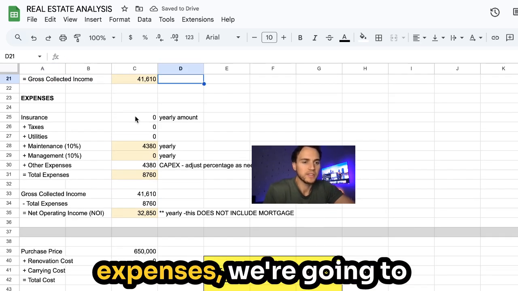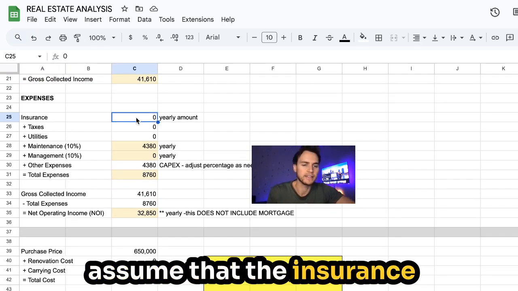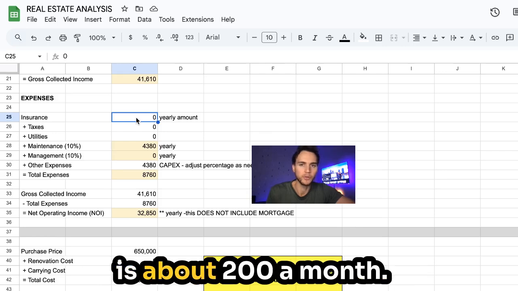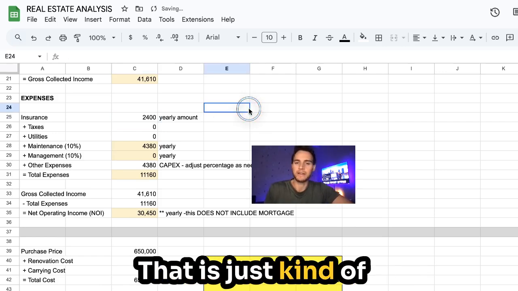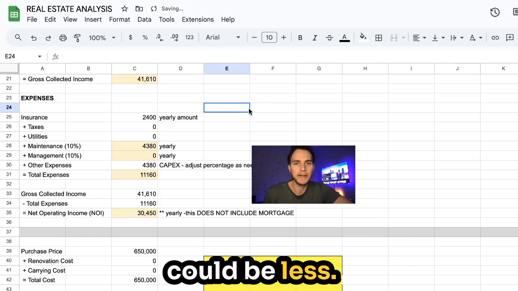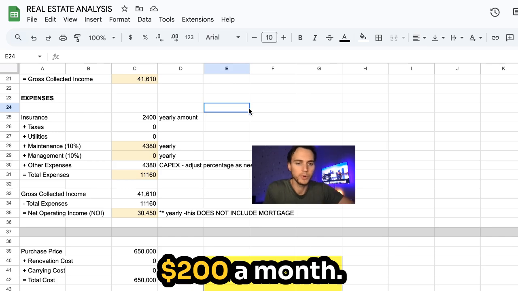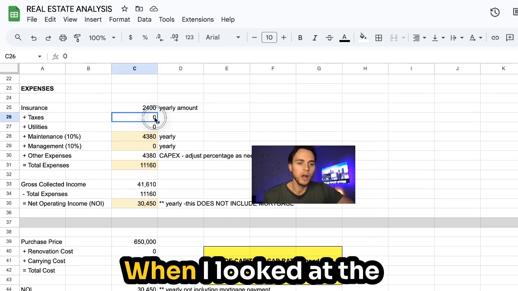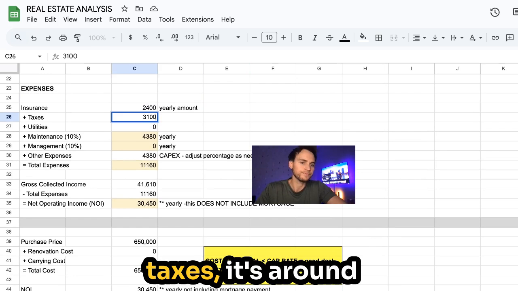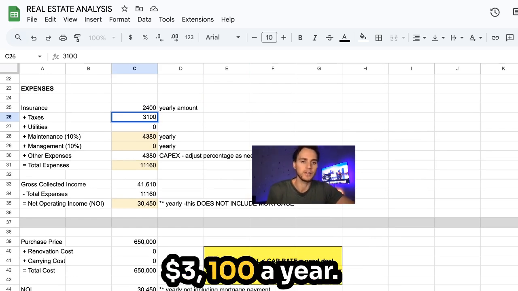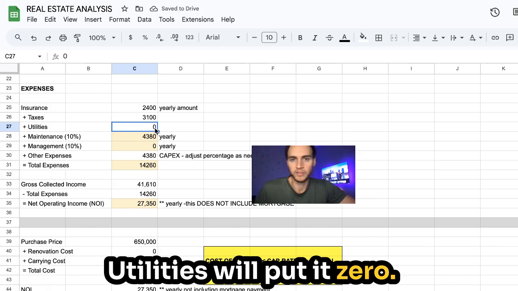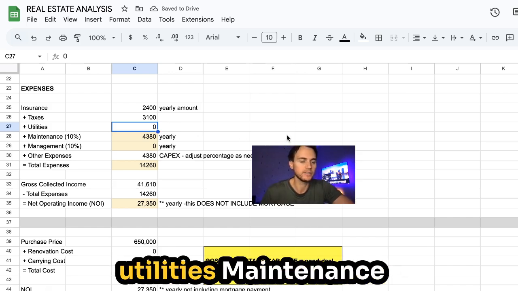Now, in terms of the expenses, we're going to assume that the insurance is about $200 a month. That is just kind of a rough ballpark. Could be more, could be less. Obviously it depends on how much coverage and all kinds of things, but we'll put about $200 a month. When I looked at the taxes, it's around $3,100 a year. Utilities we'll put at zero. We'll have the tenants paying the utilities.